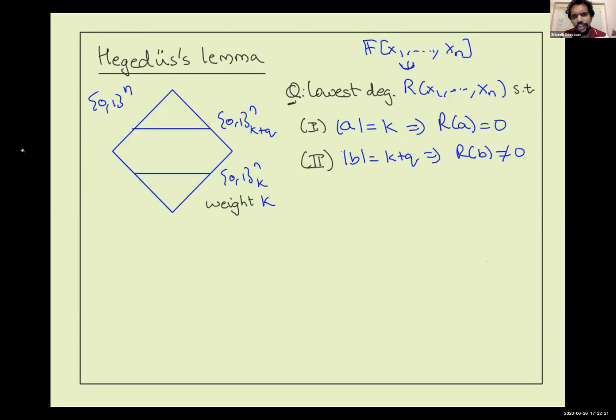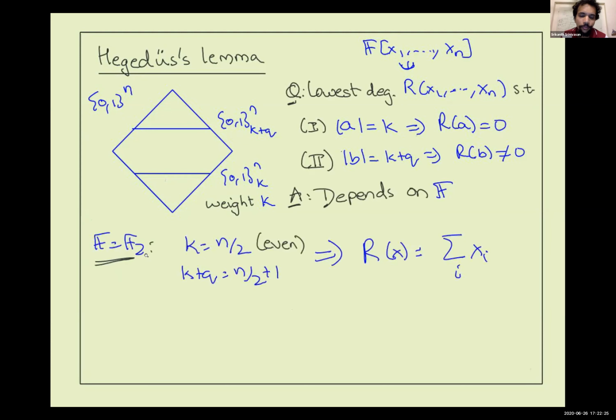The answer to this question somewhat depends on the field F. So for this talk, let me just work with the field F2. For example, in this setting, suppose that we take k equals n by 2, and let's say q is 1. So we're trying to distinguish between these two weights. Now consider this very simple polynomial, just the sum of all the variables. This polynomial vanishes at all points of weight n by 2, I'm assuming n by 2 is even here, and does not vanish at any point of weight n by 2 plus 1. So this distinguishes between these two weights.